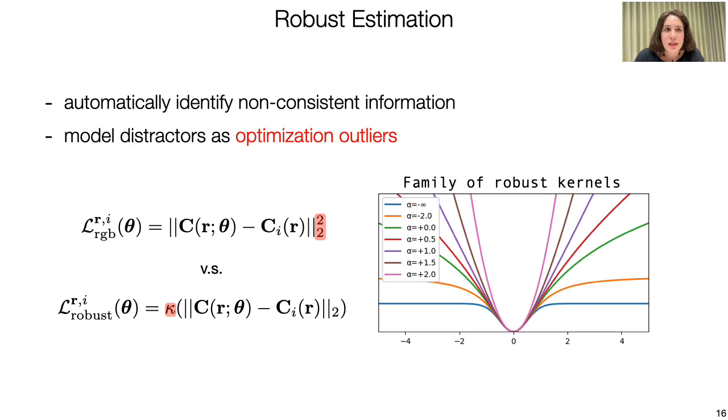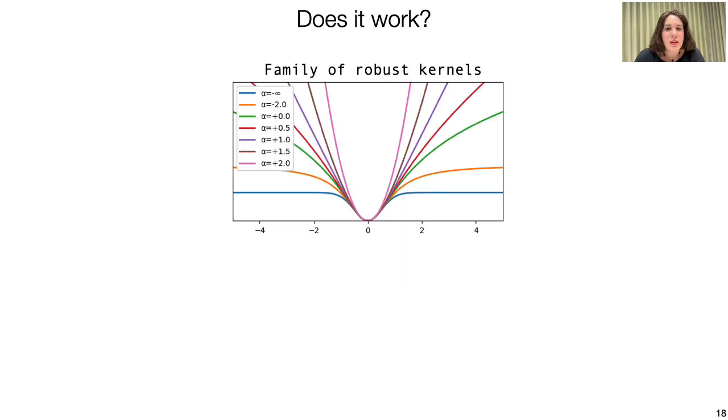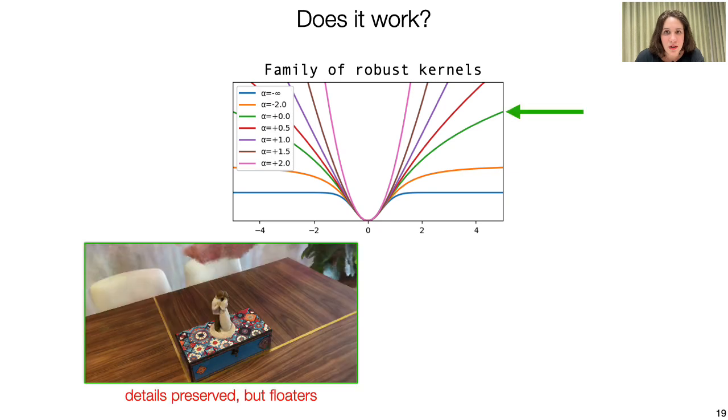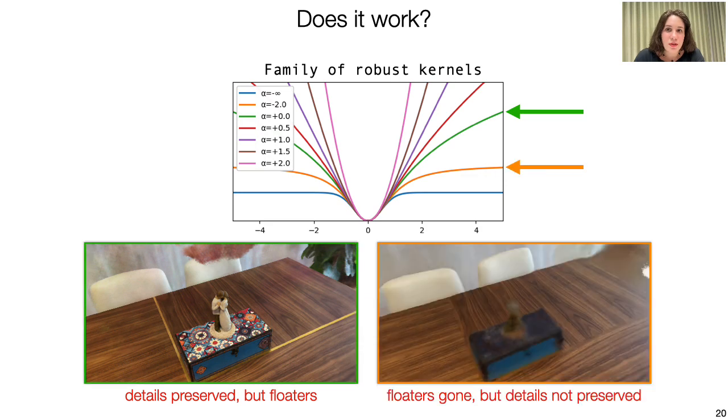The question is which kernel to use. We already saw the results of Charbonnier loss with NeRF 360, which wasn't ideal. We can try other robust losses, but it's not as simple as it looks. With a more liberal loss, you have good details, but you will get some floaters still. With a more conservative kernel, you can get rid of the floaters, but you will also lose details.